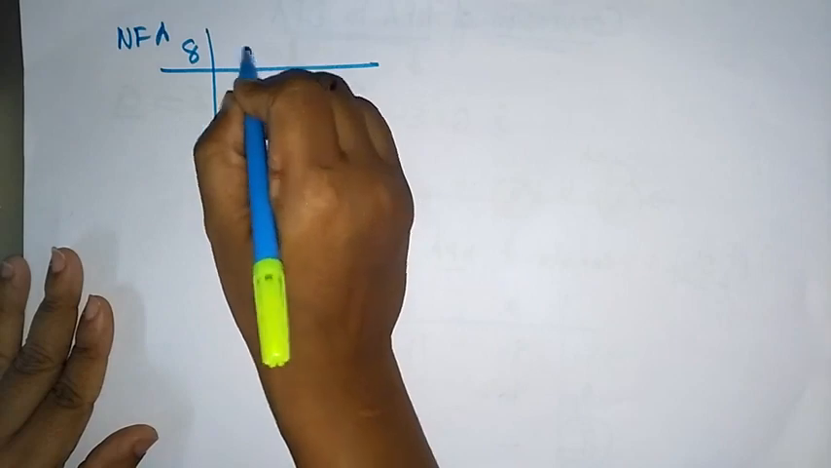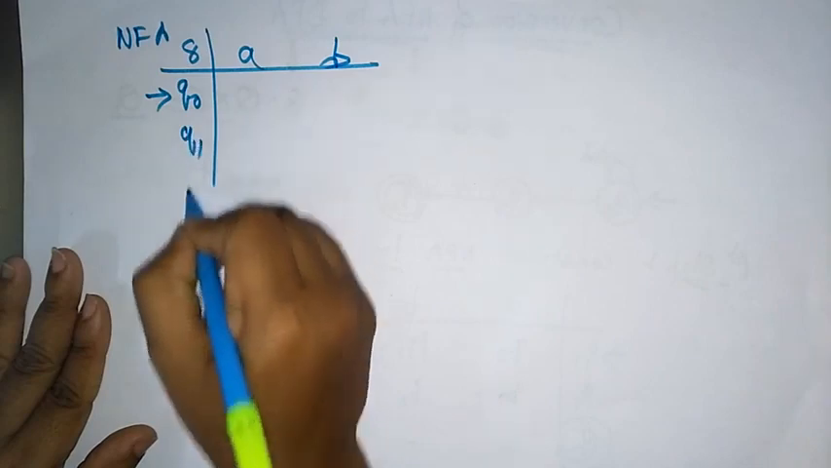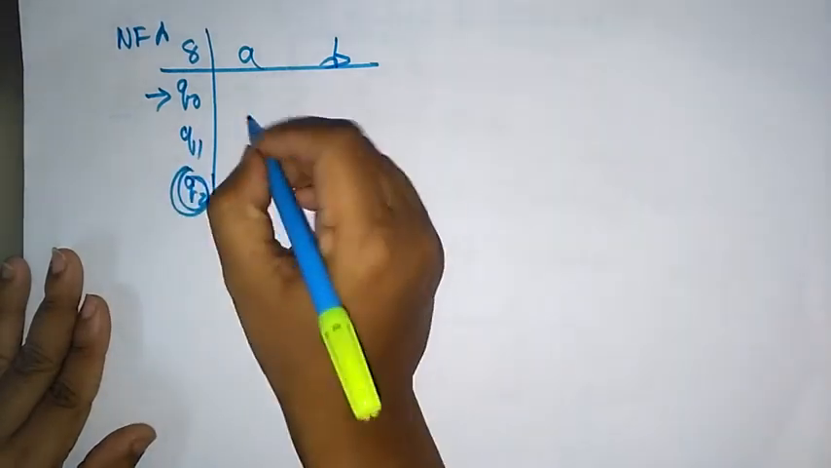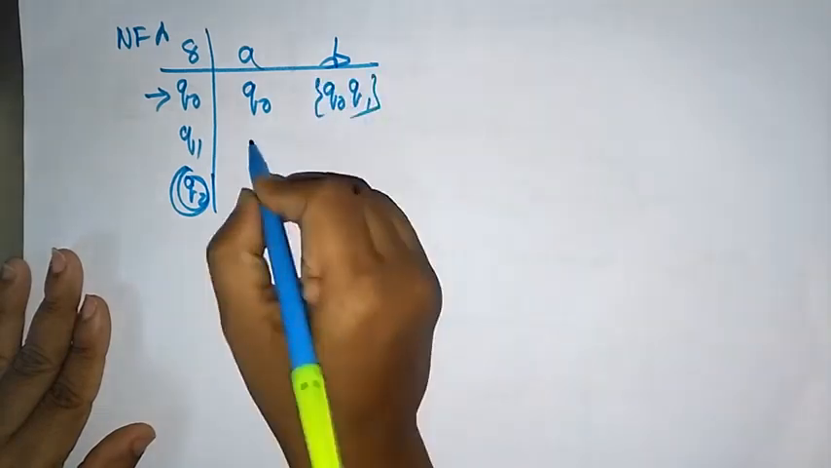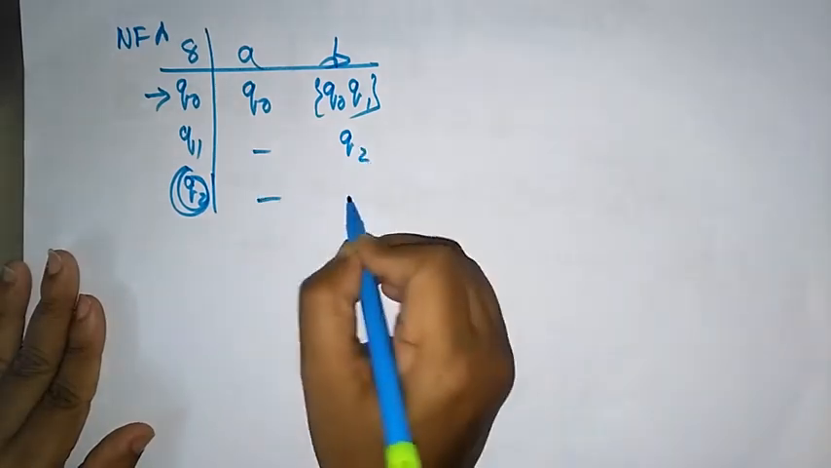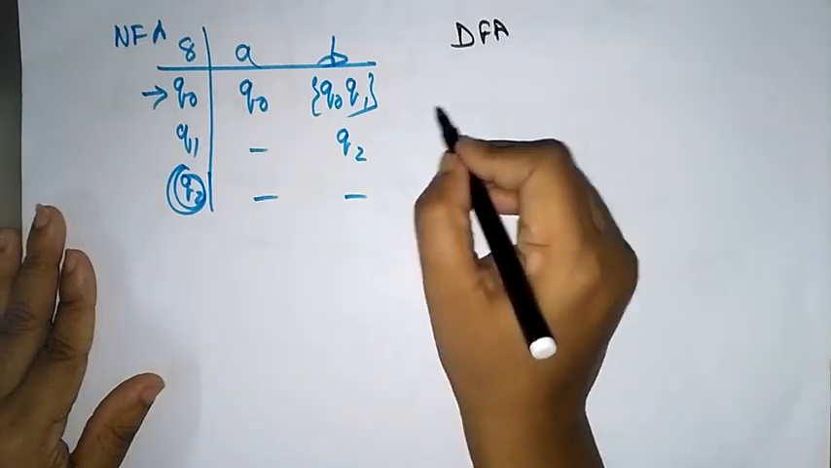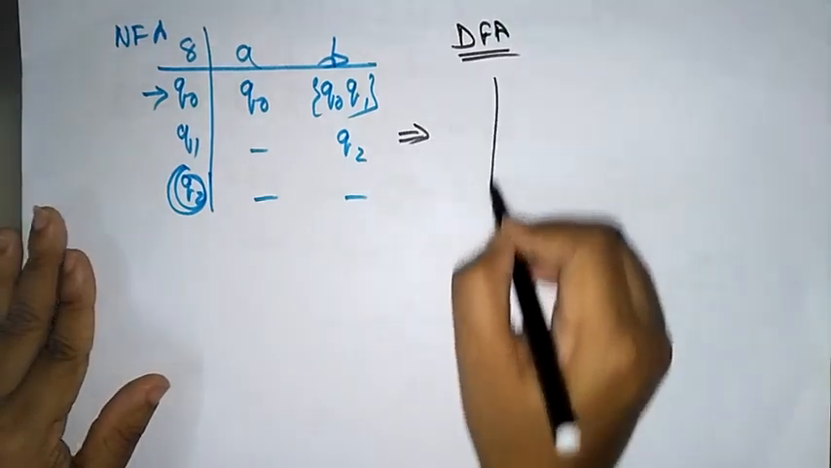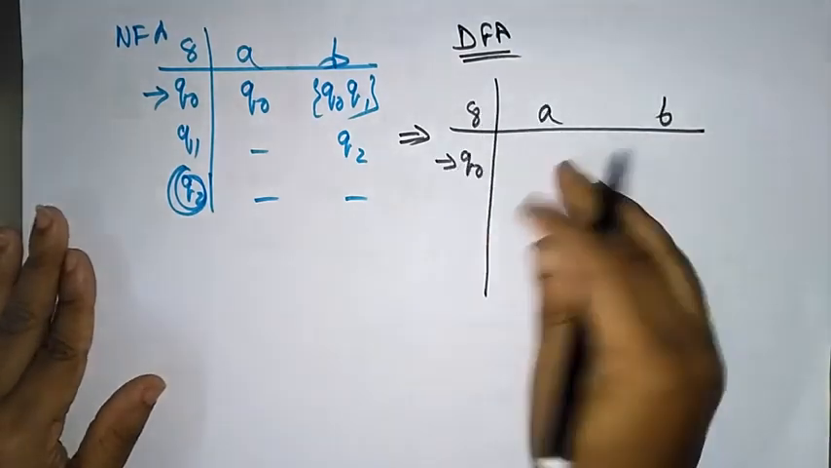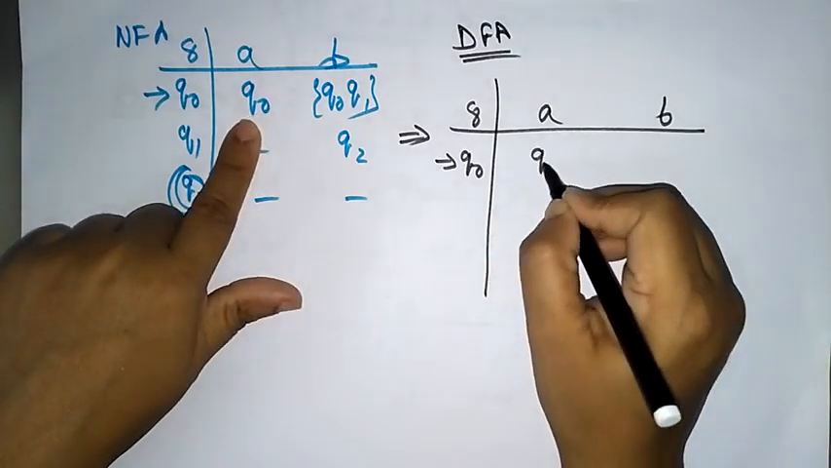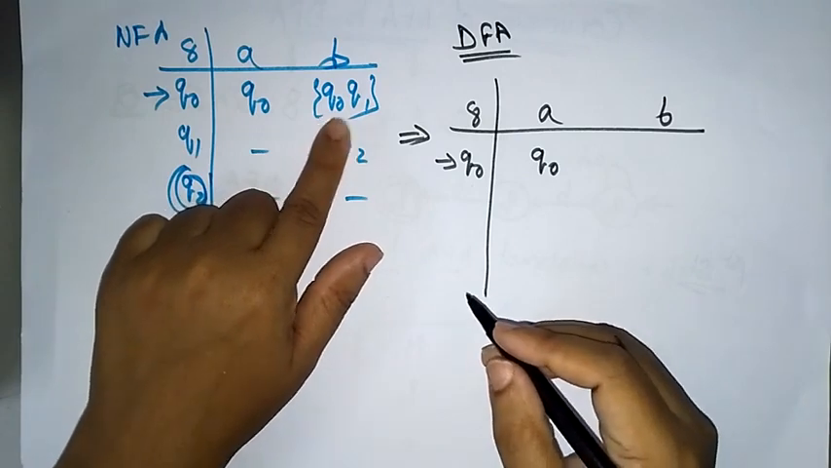The transition function with inputs A, B. Q0 is the initial state, Q1, and Q2 is a final state. So this is the NFA. Now let me construct the DFA for this table. The inputs are A, B and the initial state is Q0. Q0 on A goes to Q0 only. Coming to Q0 on B, which has multiple paths, Q0 and Q1.